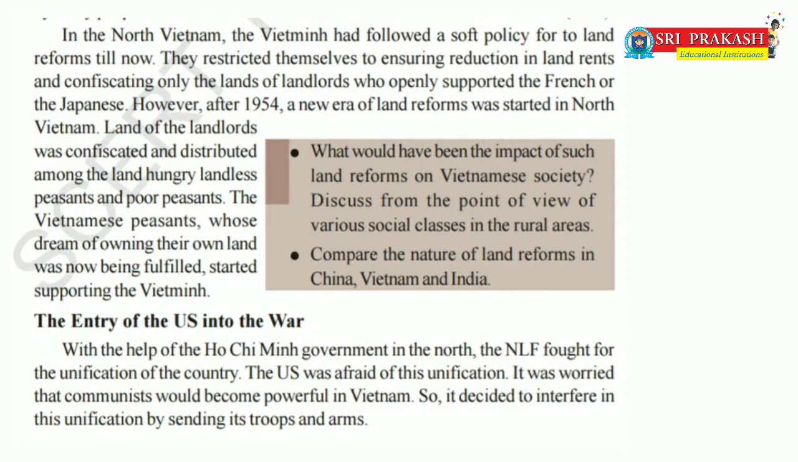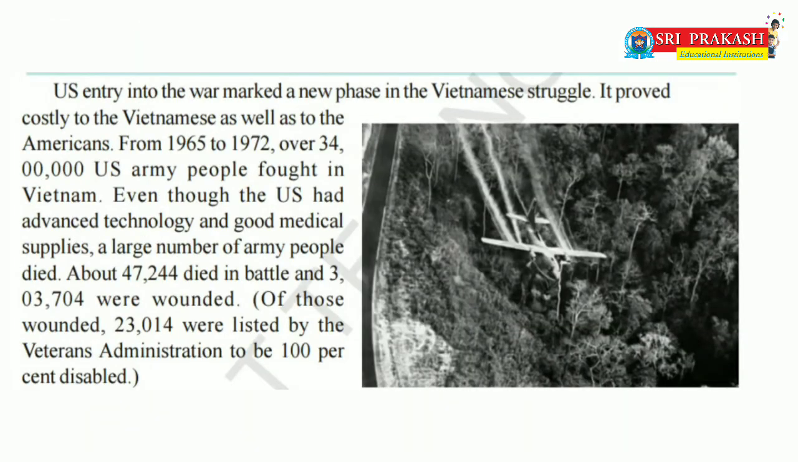Next, the entry of the US into the war. With the help of the Ho Chi Minh government in the north, the NLF fought for the unification of the country. The US was afraid of this unification. It was worried that communists would become powerful in Vietnam, so it decided to interfere in the unification by sending its troops and arms. The US entry into the war marked a new phase in the Vietnamese struggle.